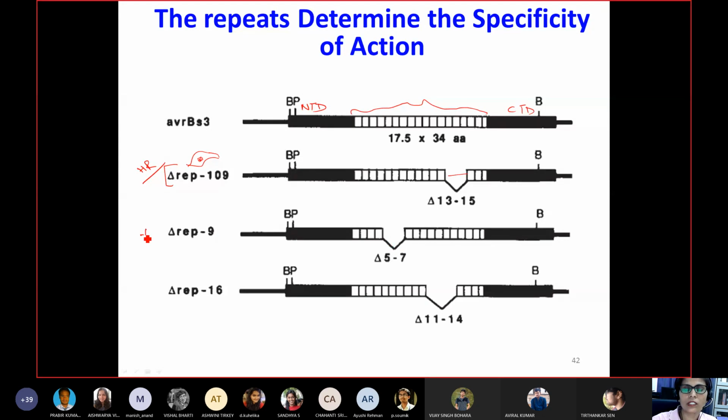activity. That means it is recognizing some new R gene in the plant. Later it was found that this gene was something similar to BS3E, a homologue of BS3, and that is why this new recognition was later found. It is not important for your exam, but this kind of experiment they did. They started by deleting these repeats and finding out whether each is important for the hypersensitive response or not.